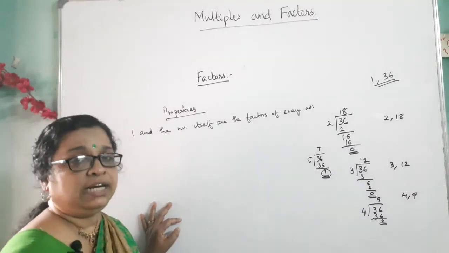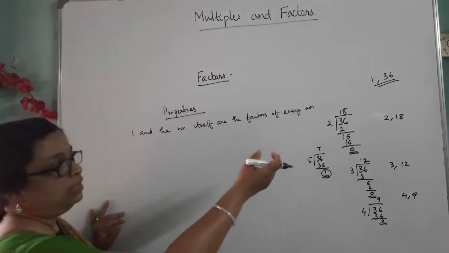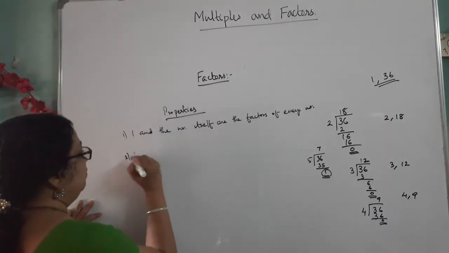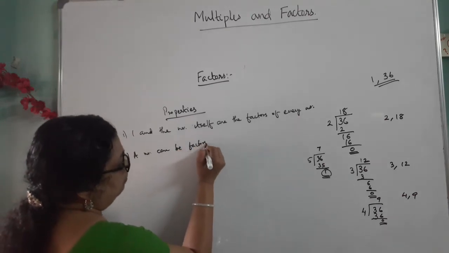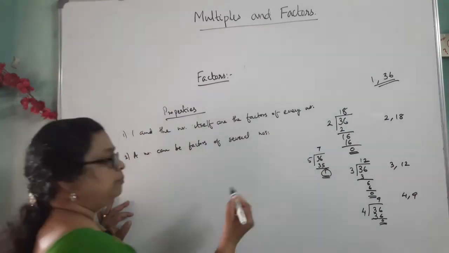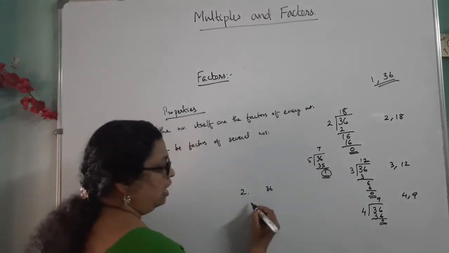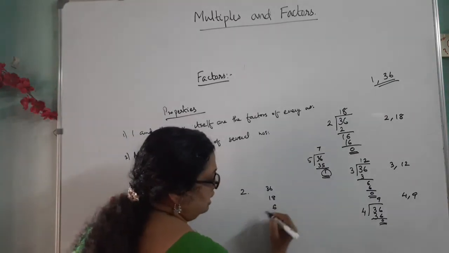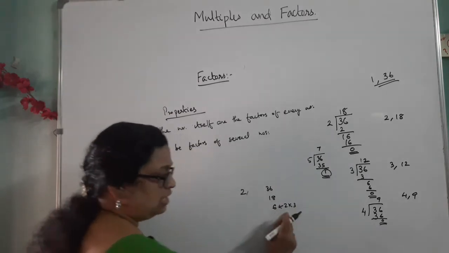In multiples, we studied that a number can be a multiple of several numbers. In that way, a number can be a factor of several numbers. For example, 2. 2 is a factor of 36. Also 2 is a factor of 18. 2 is a factor of 6. That is, 2 into 3 is 6, so 2 is a factor of 6.